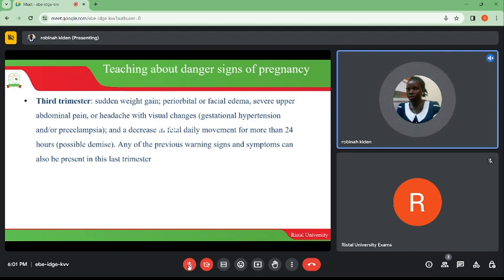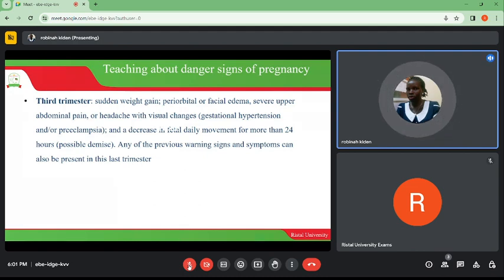periorbital or facial edema, severe upper abdominal pain or headache with visual changes, indicating gestational hypertension and or preeclampsia, and a decrease in fetal daily movement for more than 24 hours. This means that there is a possible demise of the fetus.